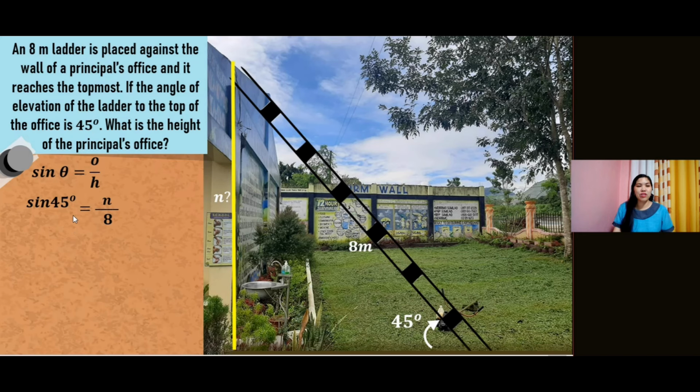So we can cross multiply. Take note, we have here an invisible denominator 1. So let's cross multiply. 1 times n, that is n. And then 8 times sine 45, so we can place them side by side with each other. You have 8 sine of 45 degrees. This time, you are now going to use your calculator.